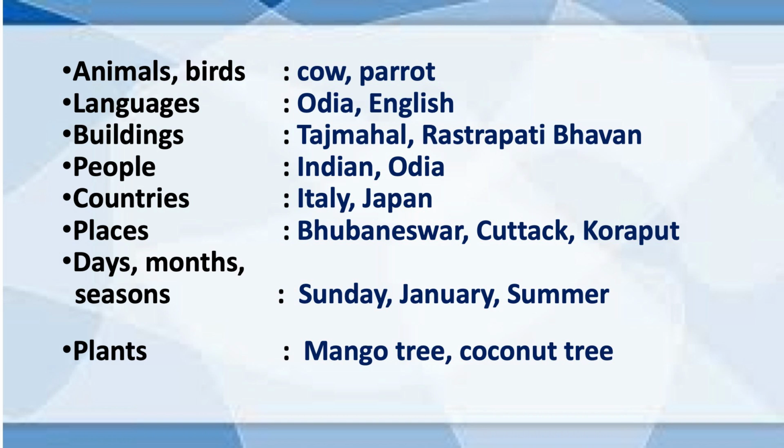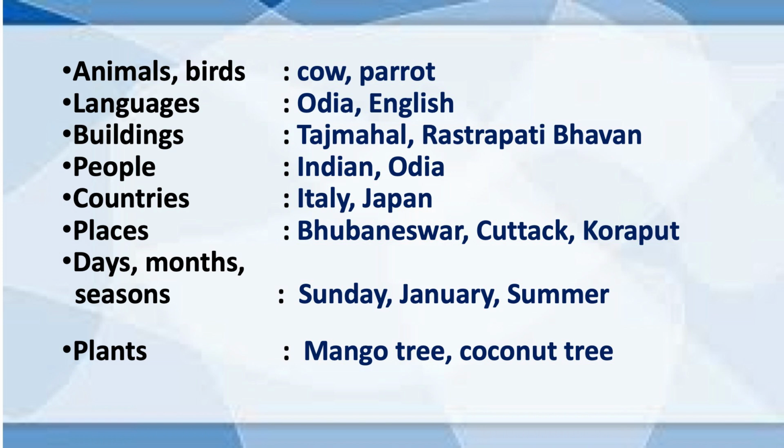So, the names of animals, birds, languages, buildings, people, countries, places, days, months, seasons, plants. Cow, tiger, lion, jackal, parrot, hen, all these are the names of animals and birds, they are also nouns. The languages Odia, English, Portuguese, Tamil, Telugu, Bengali, the names of languages are also nouns. The buildings like Taj Mahal, Rashtrapati Bhavan, Parliament House, Vidhan Sabha, all these building names are also nouns.